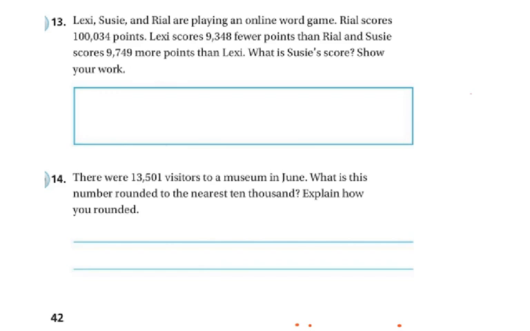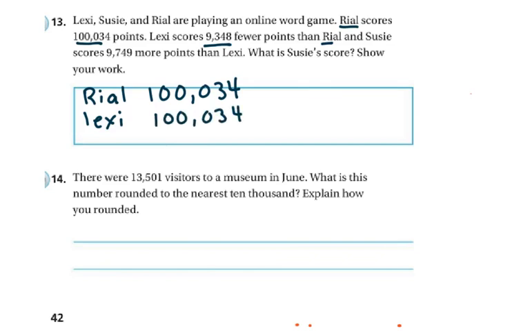All right, so on these problems, you really just have to lay out what you know, okay? So first of all, we know that Rael scores this many points. So Rael, her score was 100,034 points. We know Lexi scores 9,348 fewer points than Rael. She scores 9,348 points less than Rael. So if that's Rael's score, then Lexi's score is going to be this minus that, right?